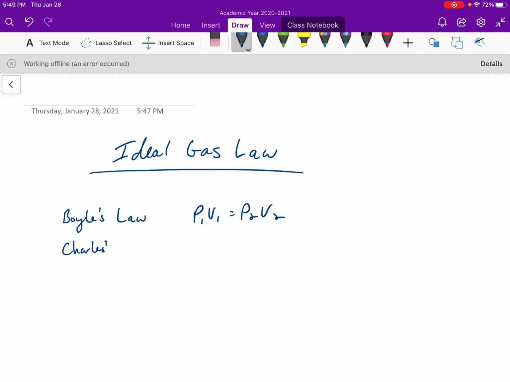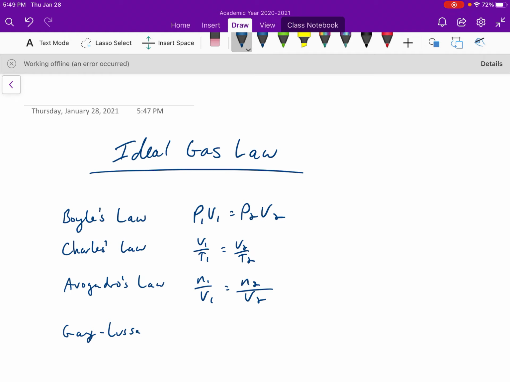We talked about Charles' law, which is that volume and temperature are directly related. We talked about Avogadro's law, that moles of a gas and volume are directly related. And I don't know if we got to it or not in class. I can't remember. Gay-Lussac's law, which is pressure to temperature is directly related. So in other words, everything is a direct relationship except pressure and volume.